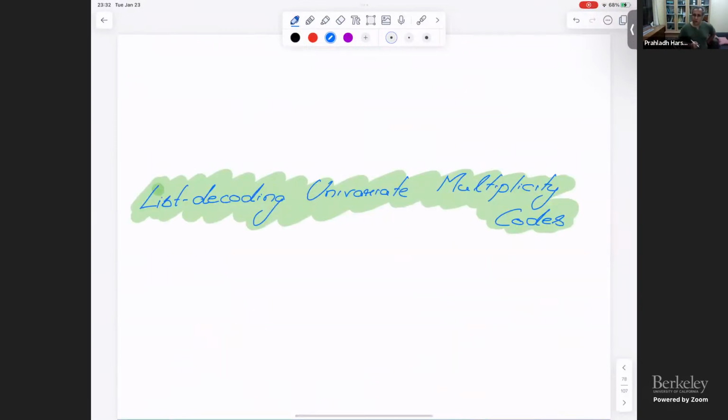So in the remaining 30 minutes, we'll see two applications of these codes, one for the univariate setting and the other for the multivariate setting. The univariate setting will be very similar to Mary's lecture on list decoding multiplicity codes.